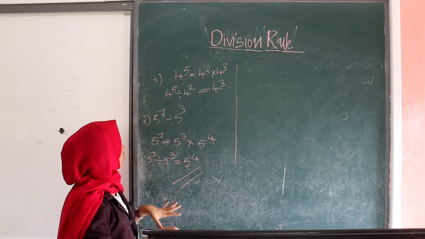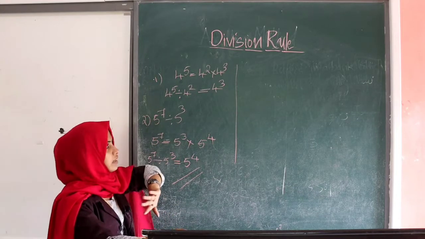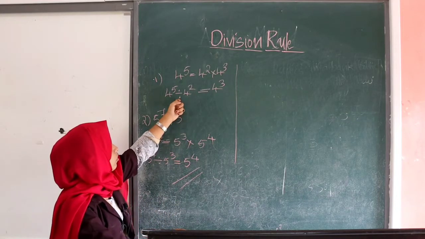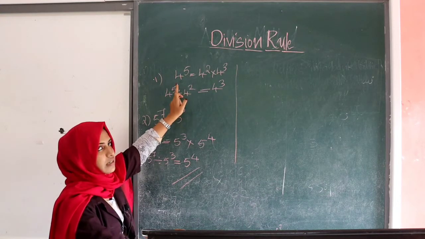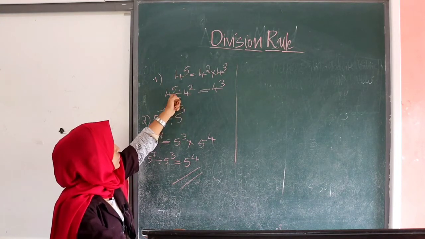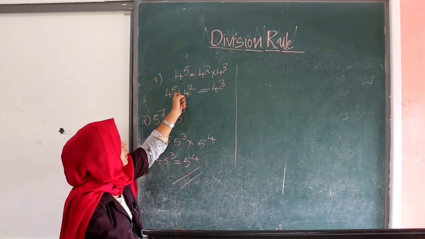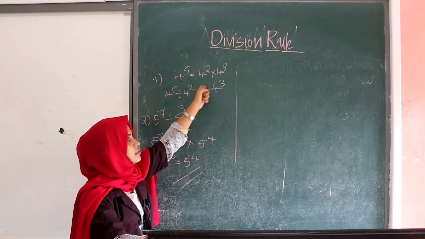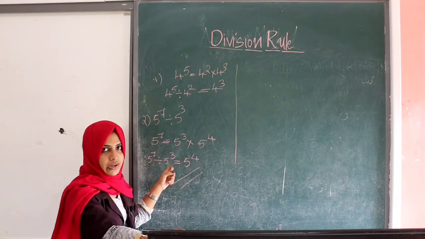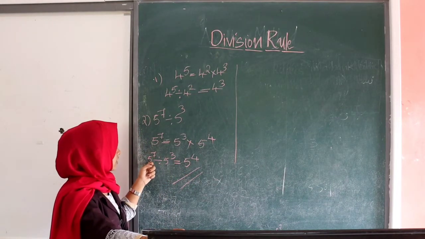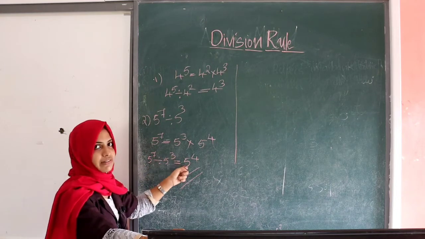From this we can understand the quotient rule, or division rule. In the division rule we just subtract the exponents. 4 raised to 5 divided by 4 raised to 2 means 5 minus 2, which is 3, so 4 raised to 3. And 5 raised to 7 divided by 5 raised to 3 means 7 minus 3, which is 5 raised to 4.